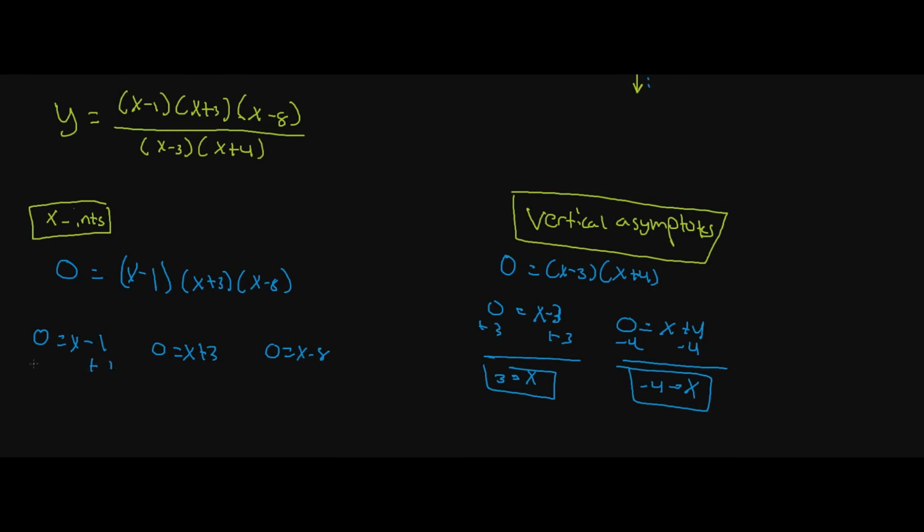We add 1 to both sides and we get x is equal to 1. We subtract 3 from both sides and we get x is equal to negative 3. And we add 8 to both sides and we get that x is equal to 8. And there it is, for a problem like that, we're able to identify our vertical asymptotes and our x-intercepts, all right? Hopefully that's helpful.